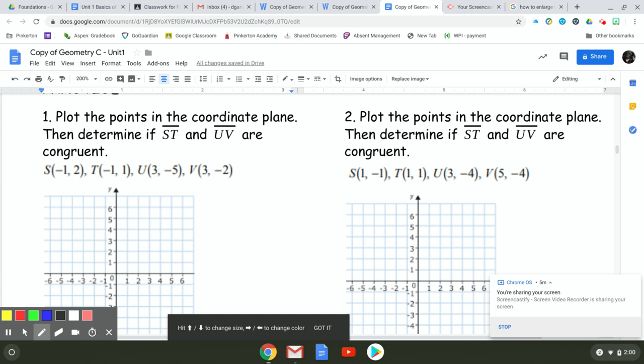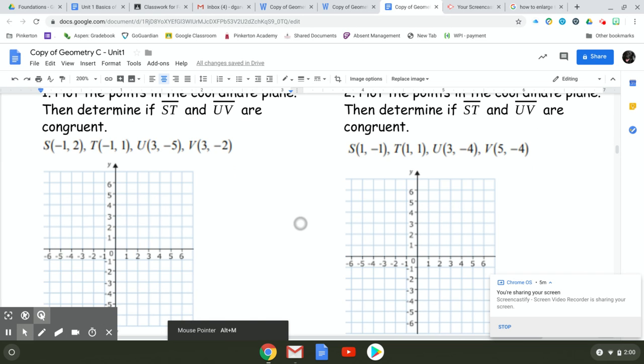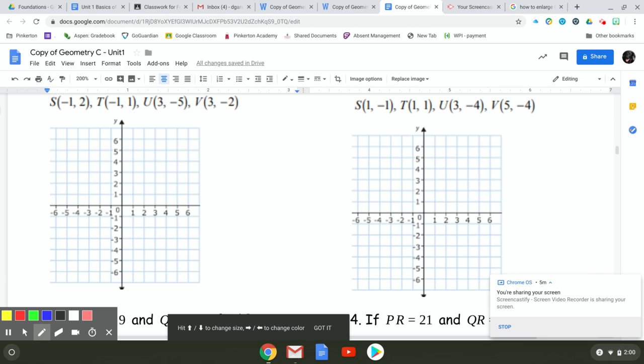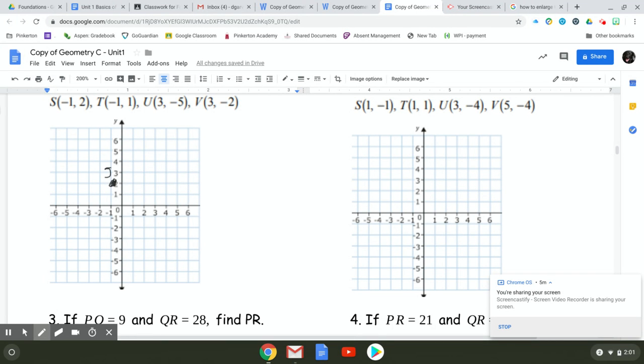Plot the points in the coordinate plane, then determine if segment ST and UV are congruent. We're trying to find out, are they the same length? So let's plot this. So I have S is (-1, 2). It's hard for me to plot on this graph, but I'll try. And this would be S. Always make sure you label your points. T is (-1, 1), so that would be right here. And that would be T.